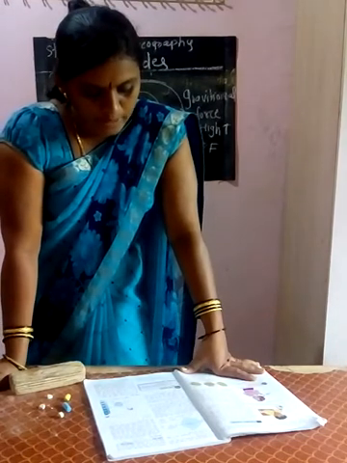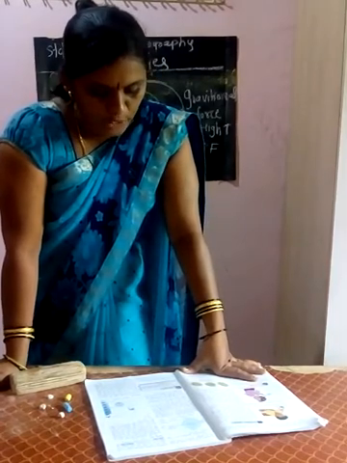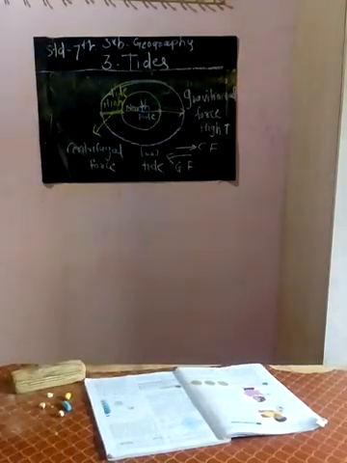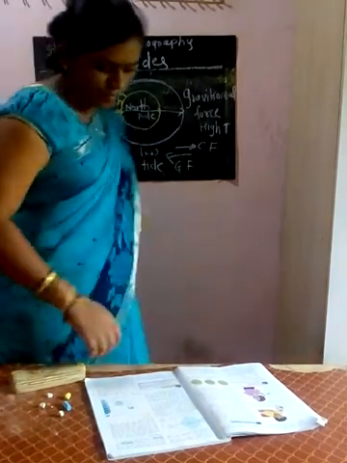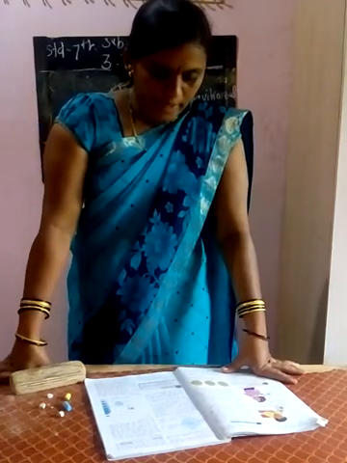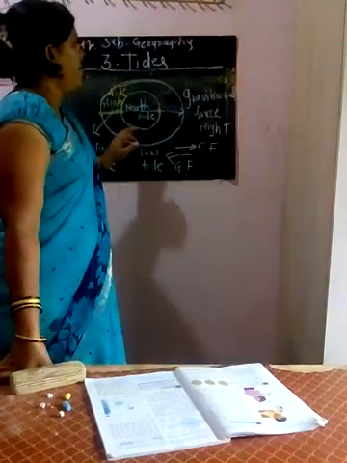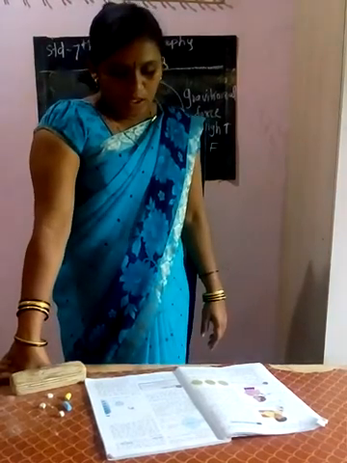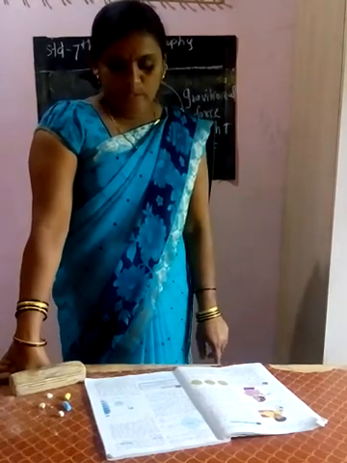Figure 3.6 helps in understanding this high tide and low tide on the earth. When there is a high tide at the 0 meridian, the 180 meridian also experiences a high tide. That means at that time the 0 meridian experiences a high tide, and the 180 meridian also experiences the high tide.